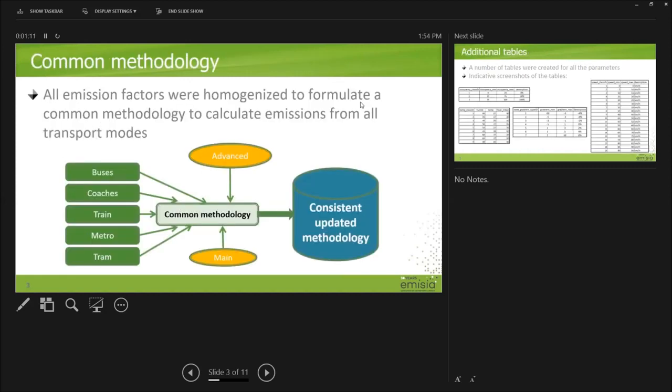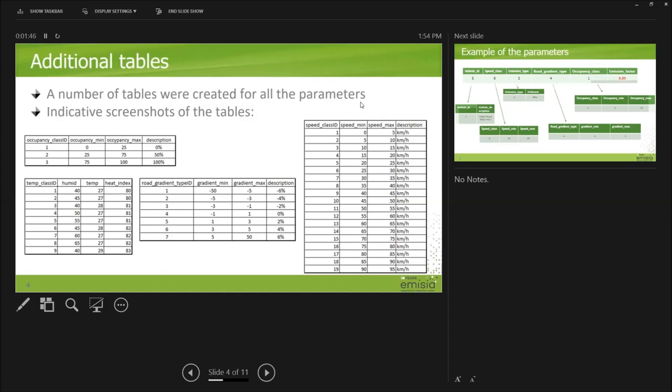So what we did, we tried to homogenize all these emission factors in order to formulate a common methodology and to calculate emissions from all the transport modes. The transport modes that we used in our project are buses, coaches, trains, metro, and tram. We used all the above mentioned factors, we homogenized them, and we created a consistent methodology which applies to all these transport modes.